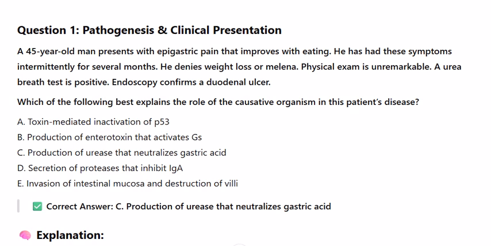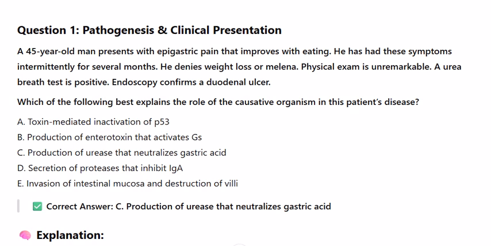A. Toxin-mediated inactivation of p53. B. Production of enterotoxin that activates G. C. Production of urease that neutralizes gastric acid. D. Secretion of proteases that inhibit IgA. E. Invasion of intestinal mucosa and destruction of villi. Correct answer: C. Production of urease that neutralizes gastric acid.